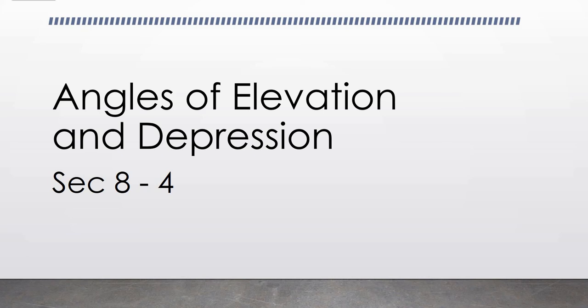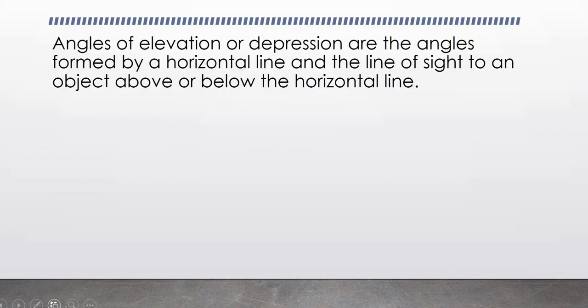Section 8.4 is angles of elevation and depression. So angles of elevation or depression are the angles formed by a horizontal line and the line of sight to an object above or below the horizontal line. Now I know that sounds confusing, but copy it down and then come on back and we'll talk about it.